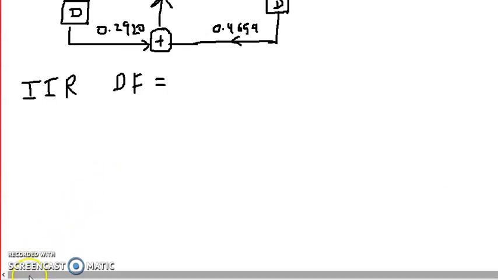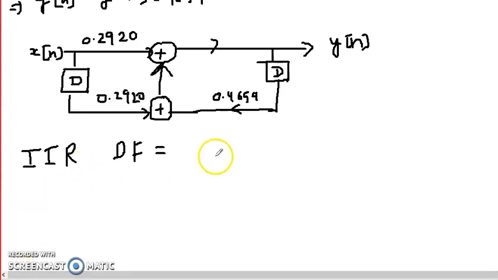Now we will be discussing finite impulse response digital filters. Here there will be no feedback, so the signal flows in the forward direction only. Hence the output does not depend upon the present or past outputs. It is only dependent upon the present and past inputs.